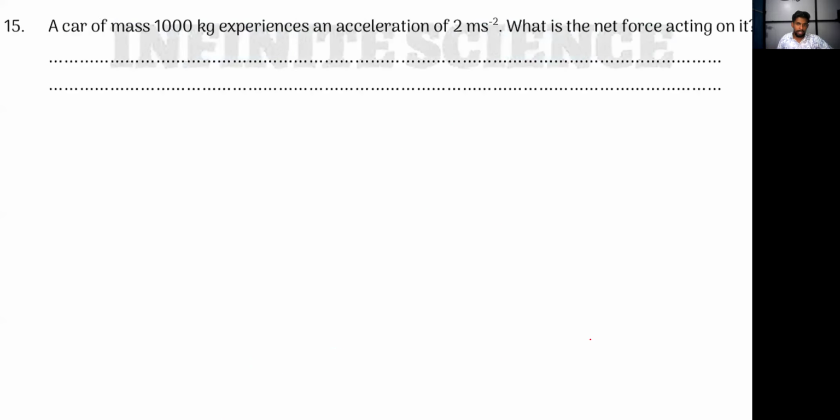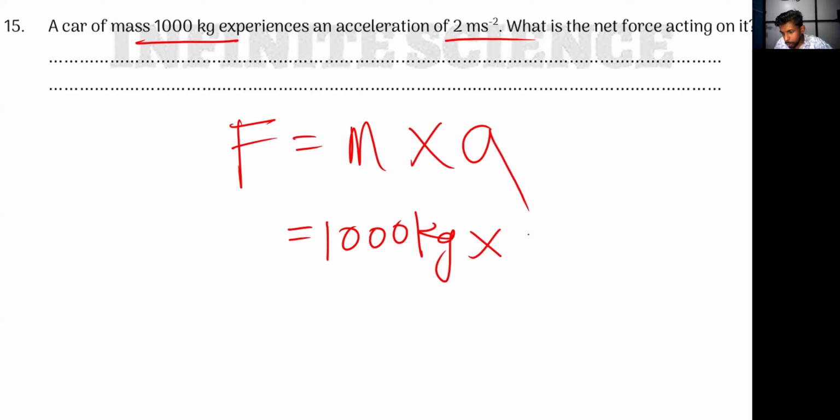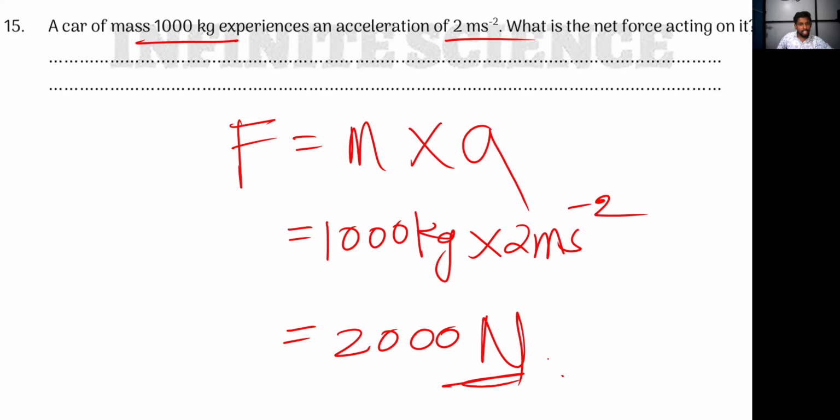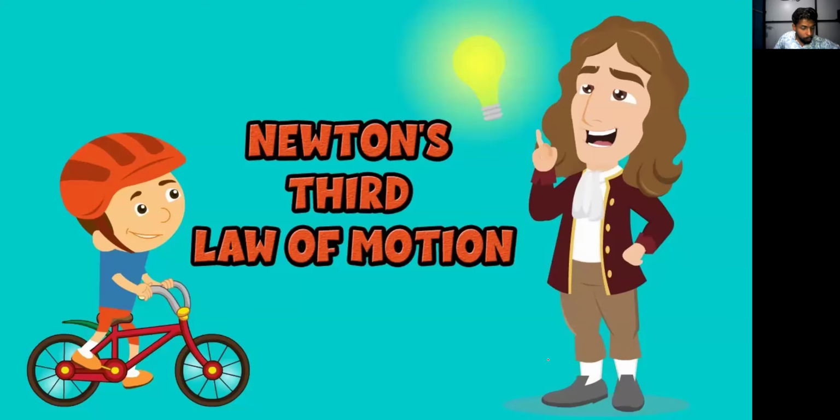Question number 15, same. It is very easy. Force is equal to mass into acceleration. The mass is 1000 kilograms. The acceleration they have given here is 2 meter second minus 2. So the answer will be 2000 Newton. I hope that you have got the idea how to write the equation, how to substitute the values, and how to get the answer.